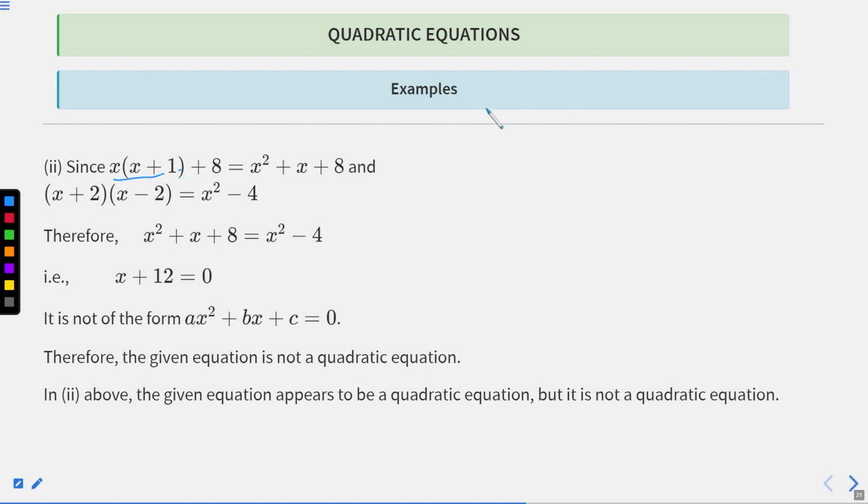Now if we equate left hand side and right hand side, then we get x square plus x plus 8 is equal to x square minus 4. That is, x plus 12 is equal to 0, and this equation is basically a linear equation, since the left hand side x plus 12 is a linear polynomial. If we equate it to 0, we get a linear equation. So this is not of the form ax square plus bx plus c is equal to 0, and therefore the given equation is not a quadratic equation.